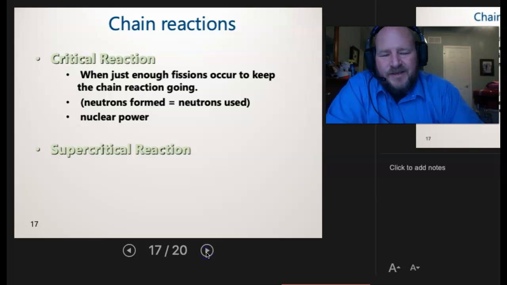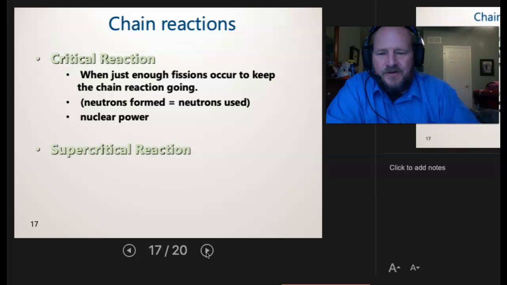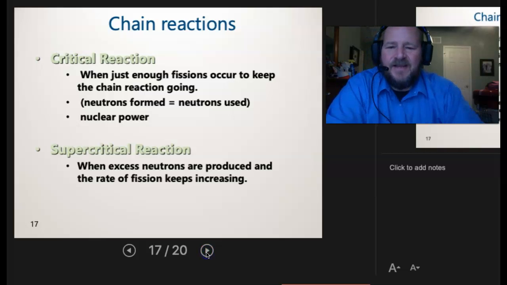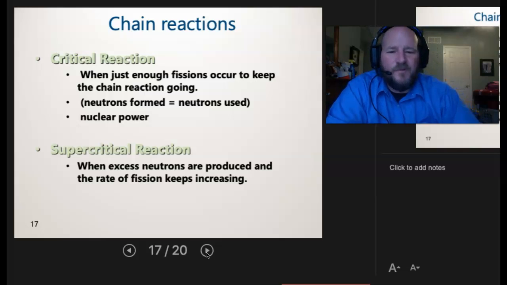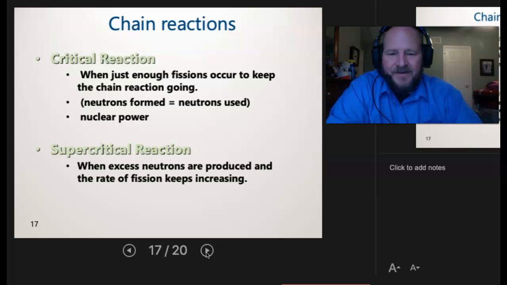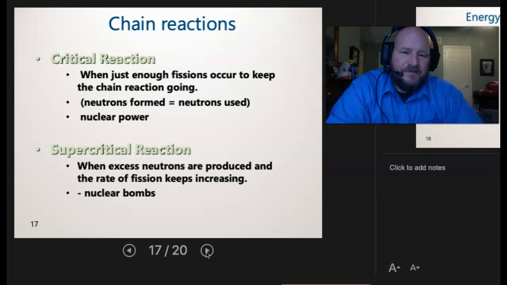Now, unfortunately, in our goal of using nuclear power, we sometimes run into a supercritical reaction. And this is when an excess of neutrons is being produced and the rate of fission keeps increasing. In other words, more and more heat and more particles are coming off, and it becomes uncontrollable, or maybe it's controllable, but it's designed to do it, and that would be what our nuclear weapons are based on. Now, that's chain reactions, and that's nuclear fission.